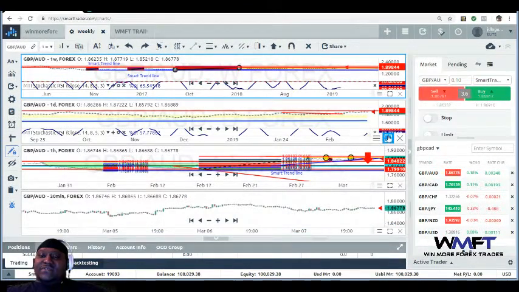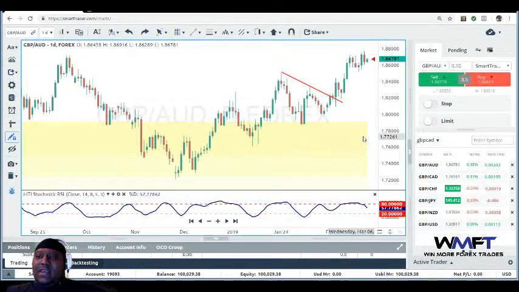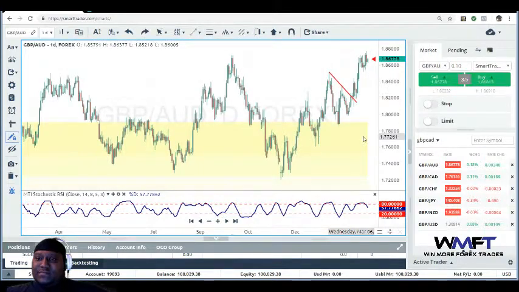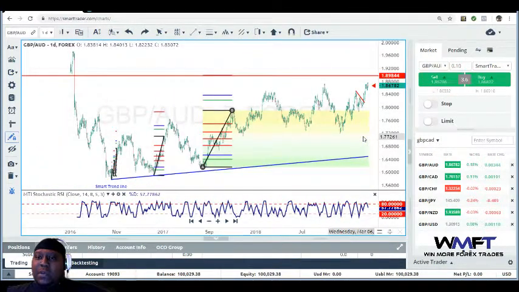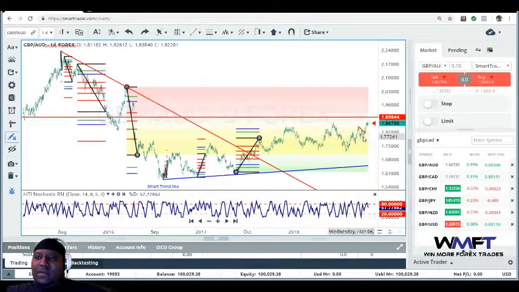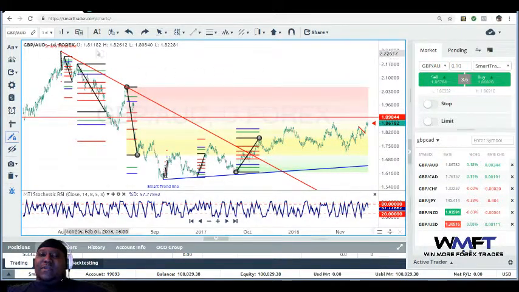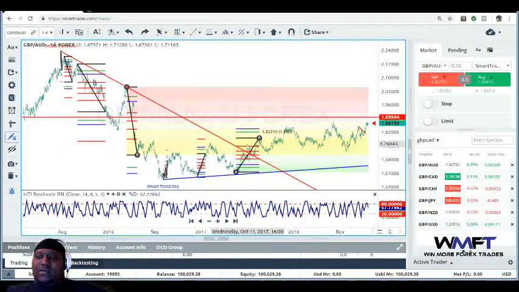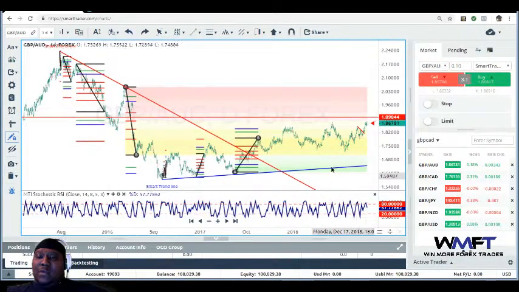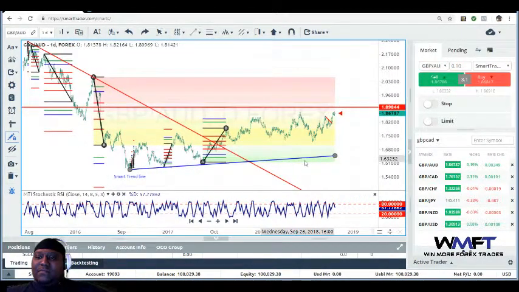On the daily time frame, we're just looking for highs and lows. We had a downtrend line that was broken, and we have this uptrend line here that's still in place. So we're in the sell zone. We have broken into the buy zone.